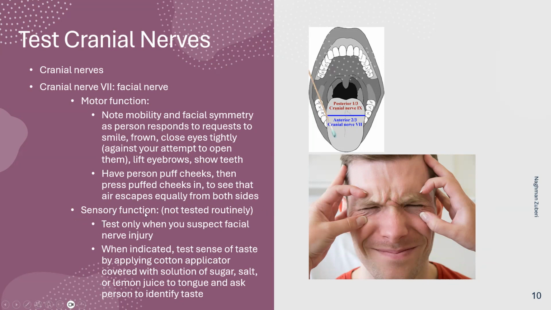The sensory function is not tested routinely, but only when you suspect any facial nerve injury. When indicated, test sense of taste by applying a cotton applicator covered with solution of sugar, salt, or lemon juice to the tongue and ask the person to identify these tastes in the anterior two-thirds of the tongue, not on the posterior one-third.